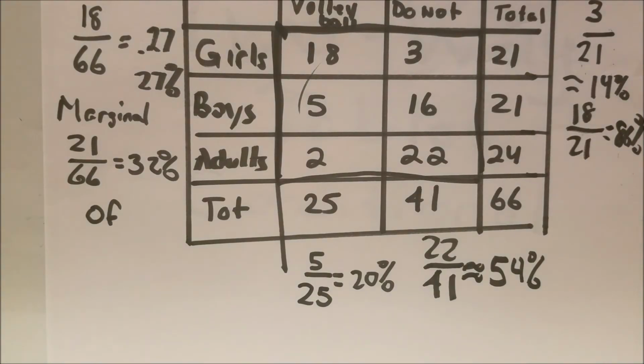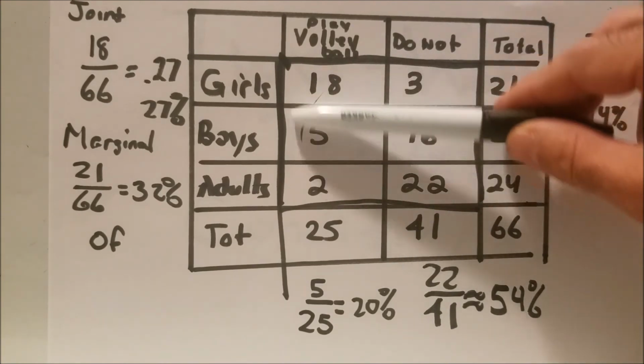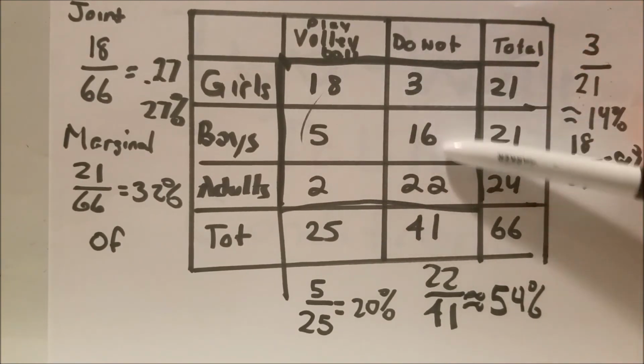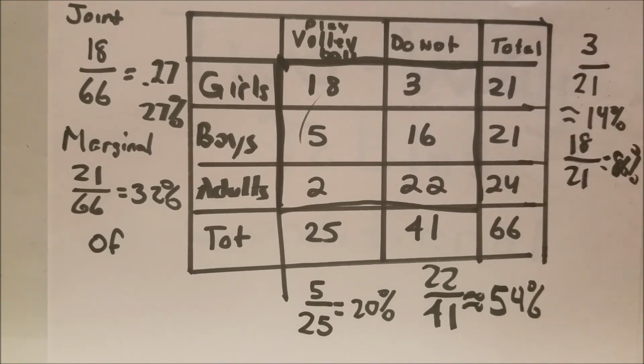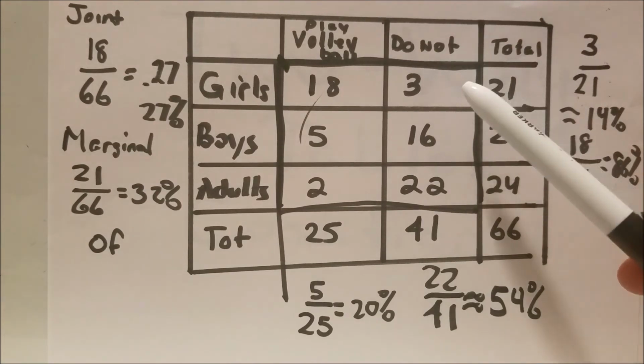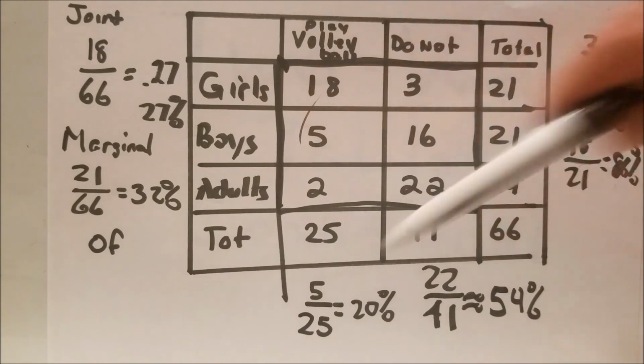So let's review. A joint relative frequency is the data within this area here, the inside, compared to the total. For example, what is the joint relative frequency of girls who do not play volleyball? It will be 3 out of 66. The margins are on the edge. If I ask, what is the marginal relative frequency of those who play volleyball? It'll be 25 to 66, making these ratios.